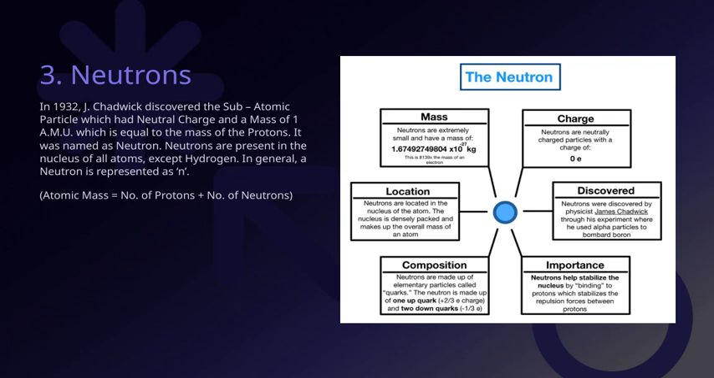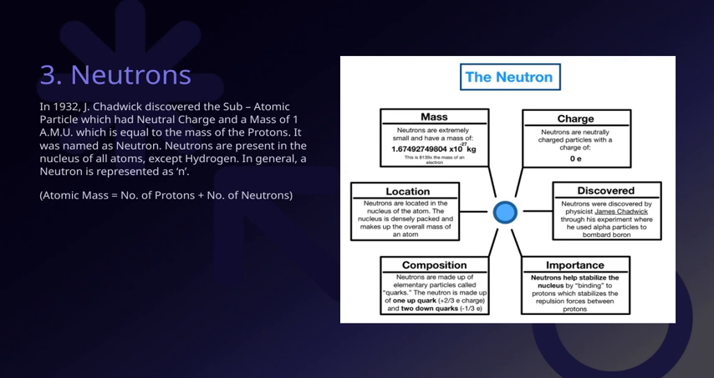In 1932, J. Chadwick made a groundbreaking discovery of a new subatomic particle. This particle had no electric charge, which means it was neutral, and it had a mass of about 1 atomic mass unit, or AMU, which is roughly equal to the mass of a proton. Because of this, it was named the neutron. Neutrons are found in the nucleus of almost every atom. They play a crucial role in stabilizing the nucleus, especially in larger atoms. The only exception is hydrogen, which usually has just a single proton and no neutrons.